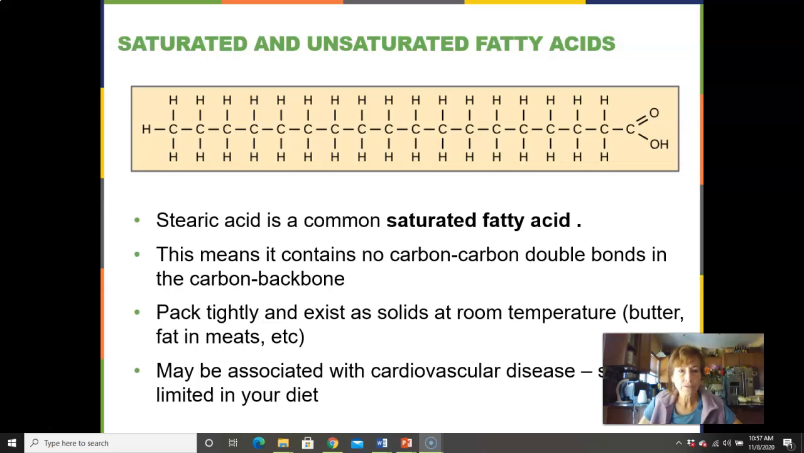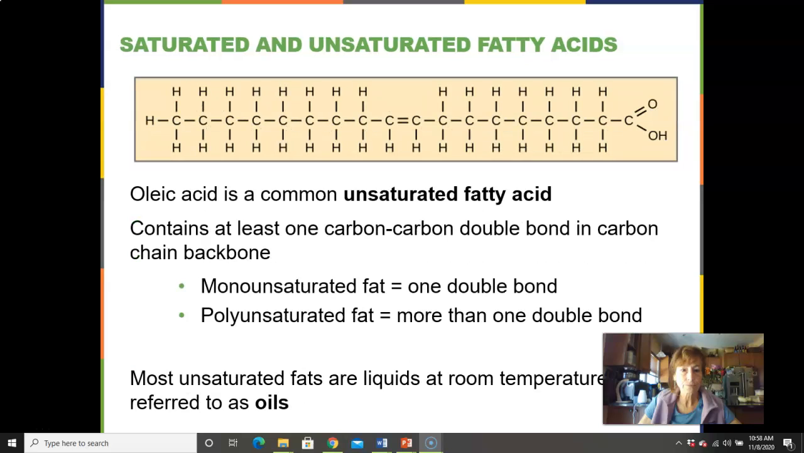So here's an example of saturated versus unsaturated fatty acids. The one above is saturated. This is a fatty acid that will join to that glycerol backbone, but there are no double bonds. And so saturated fatty acids are able to pack more tightly together, which is why they can exist as solids at room temperature. Not particularly good for us if we have too many in our diets.